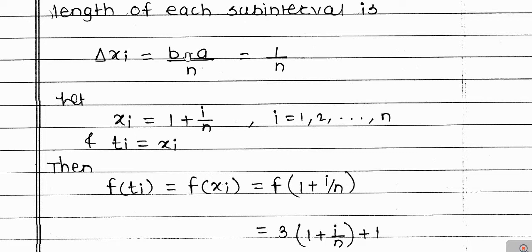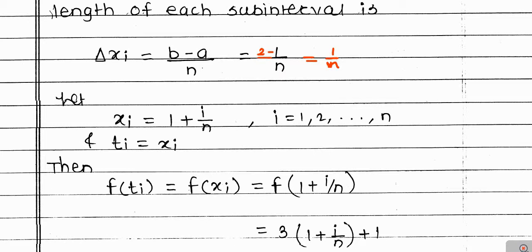Because b is equal to 2 and a is equal to 1, we get this as 1 by n. So (b minus a) by n means (2 minus 1) by n, and 2 minus 1 by n is simply 1 by n. Therefore, here we get delta xi is equal to 1 by n.